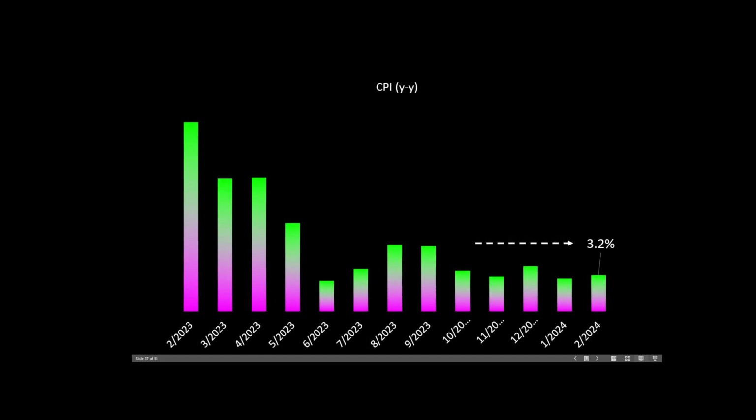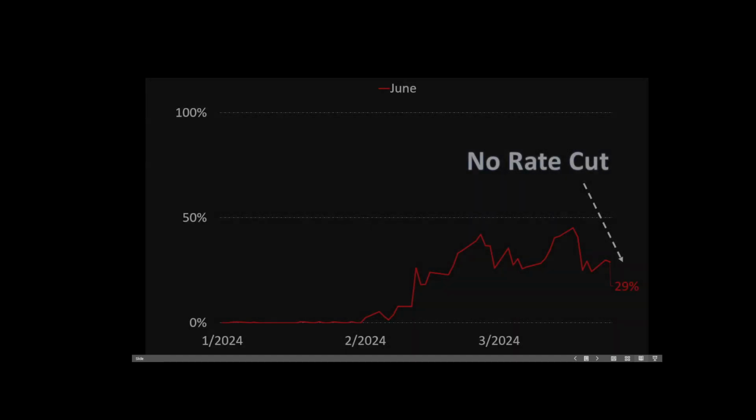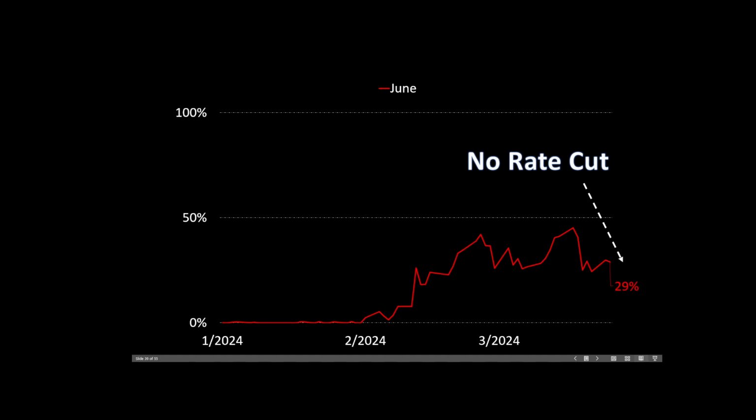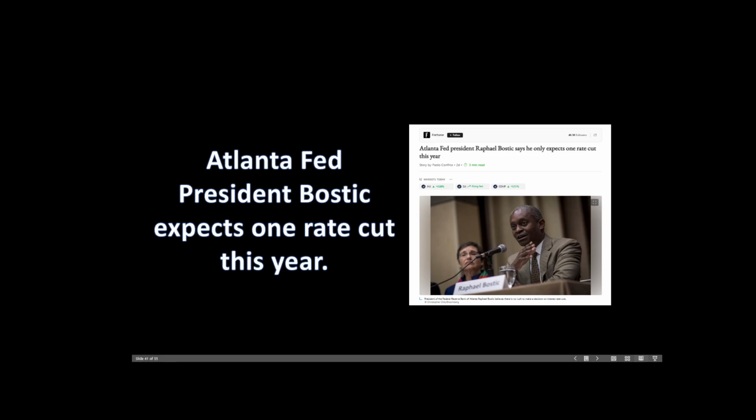Again, where are we now? CPI remains well above 2%, and the jobs market is strong, at least according to this barometer. So what's the answer to our question? Will the Fed cut rates in June? The futures not only give us a 29% probability the Fed will cut rates, but we've seen these probabilities rise in the past. Given the current trend, there's no reason to believe this time will be any different, and we're not alone in thinking this.